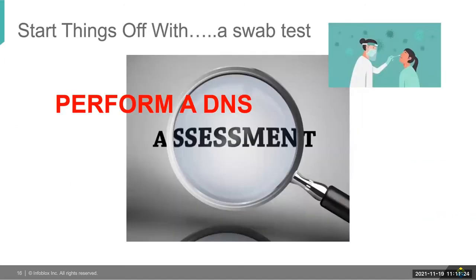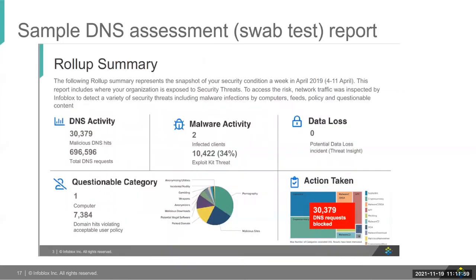So the next step is probably, what should I do? Just like for ourselves, before we fly to a new country or do a visitation, it's quite often the rule and procedure now to take a test with an ART test kit or some other test kit to test for signs of COVID infection. So similarly, we at Infoblox would like our friends out there to start things off with a swab test, a DNS assessment.